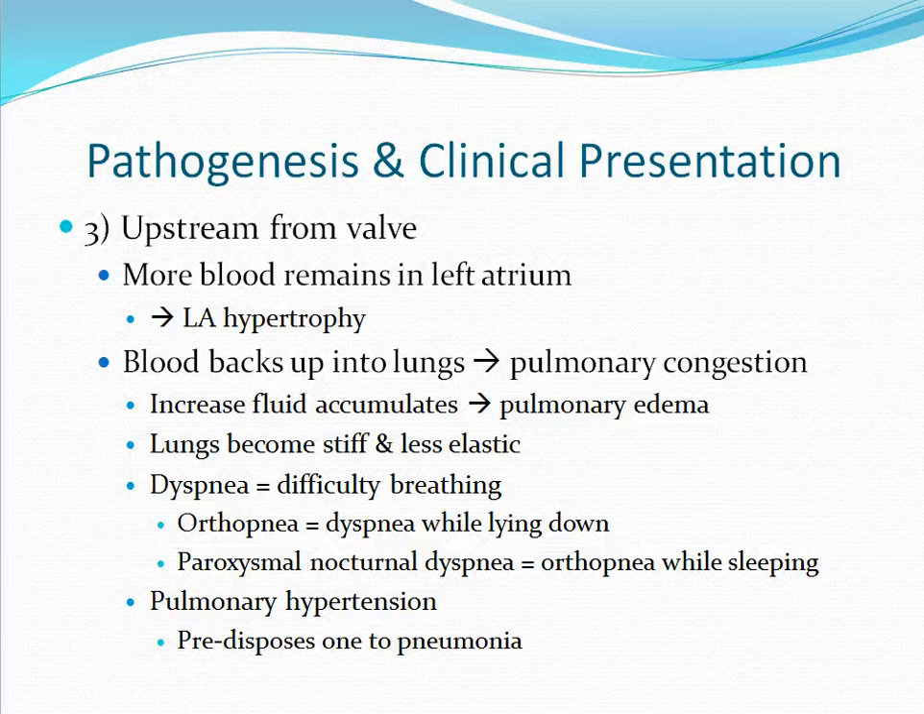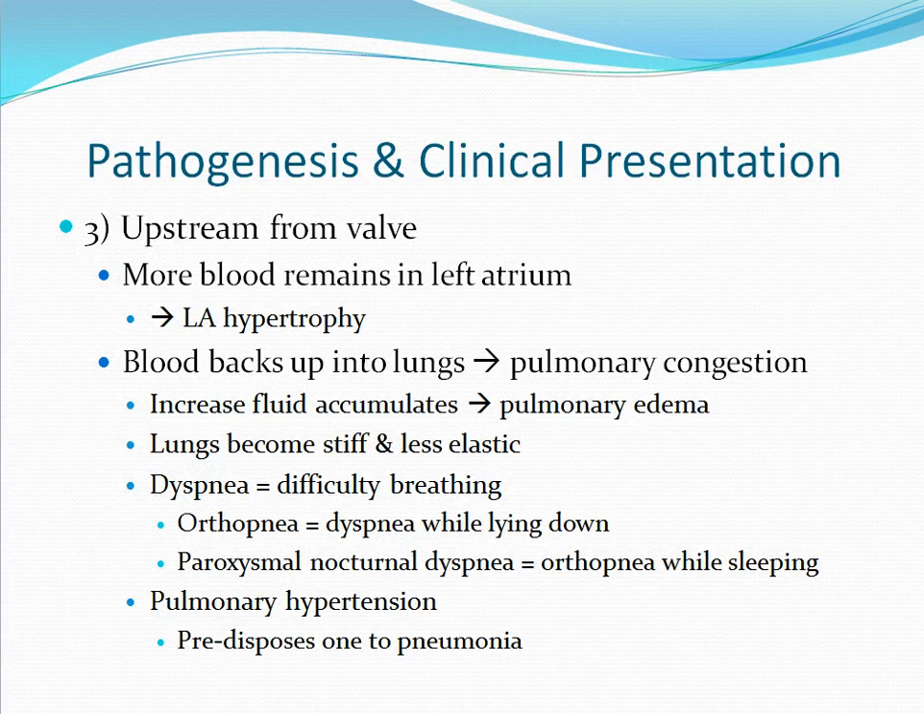Upstream from the valve, more blood will end up remaining in the left atrium. This will cause left atrial hypertrophy as a result. The blood will then back up into the lungs. This will result in pulmonary congestion and hypertension. As a result of this congestion and hypertension, fluid will begin to accumulate, resulting in pulmonary edema. This can be heard as rales in the lungs upon examination.